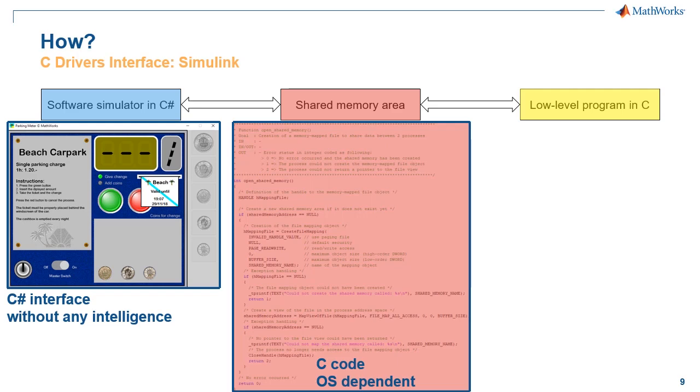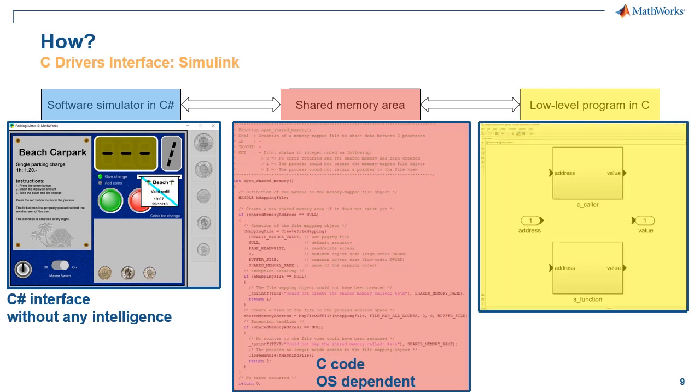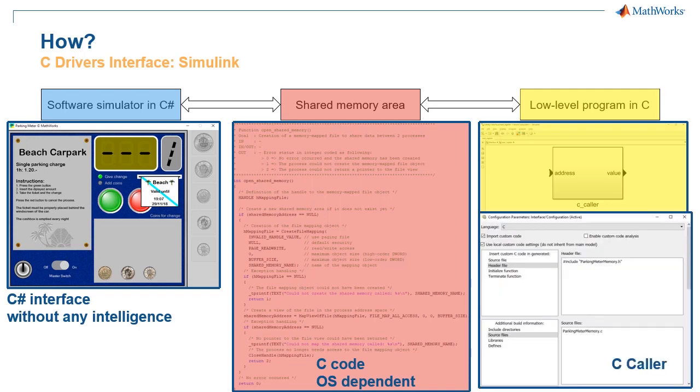For Simulink, it is the same, except that this time we will use an S-function or the C Caller block. And for the C Caller block, it looks like this. You just need to provide the header file and you need to provide your main C file to the C Caller, and then it will set up the interface for you.